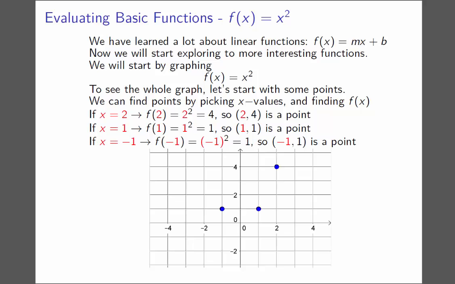Let's find some more points. What if x is 0? Well, then f(0) is 0², which is also 0. So we get the point (0, 0). And if x is -2, then f(-2) is (-2)², which is positive 4. So we get the point (-2, 4) on our graph.